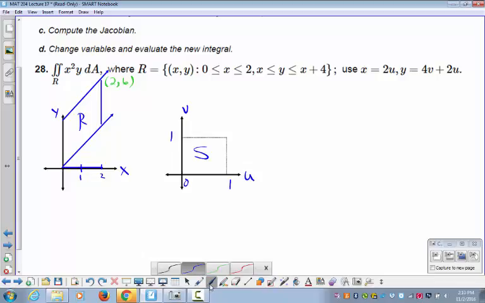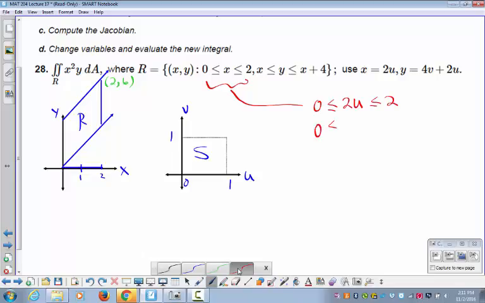But this one is cooked up in a way that's actually simpler, which I didn't notice at first. If we have this relationship that x is equal to 2u, let's actually just plug it in right there. So let's substitute what we have for x right there.